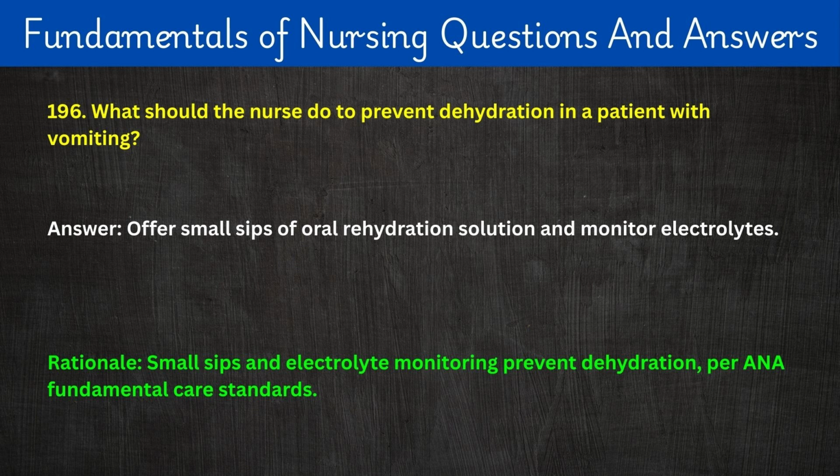196. What should the nurse do to prevent dehydration in a patient with vomiting? Answer: offer small sips of oral rehydration solution and monitor electrolytes. Rationale: small sips and electrolyte monitoring prevent dehydration, per ANA Fundamental Care Standards.